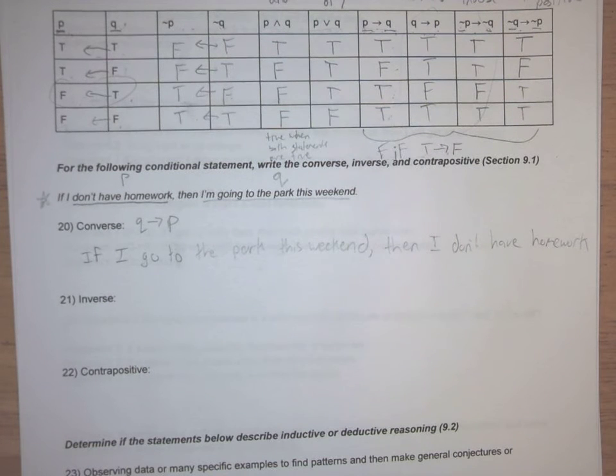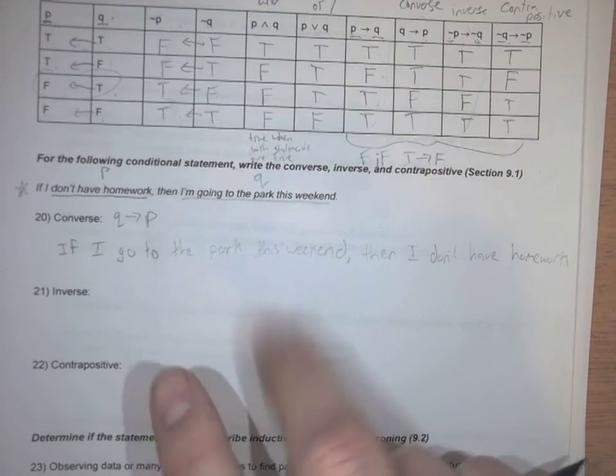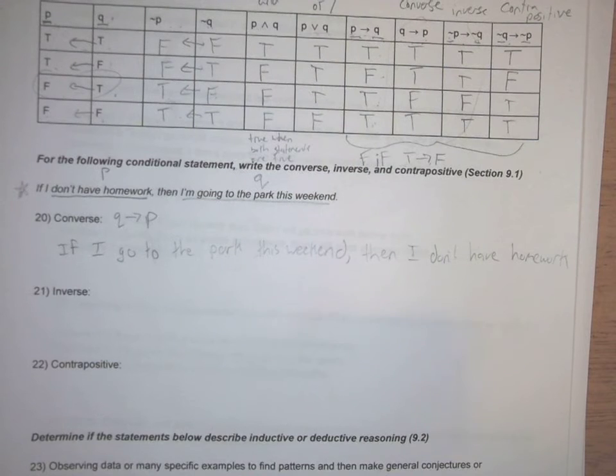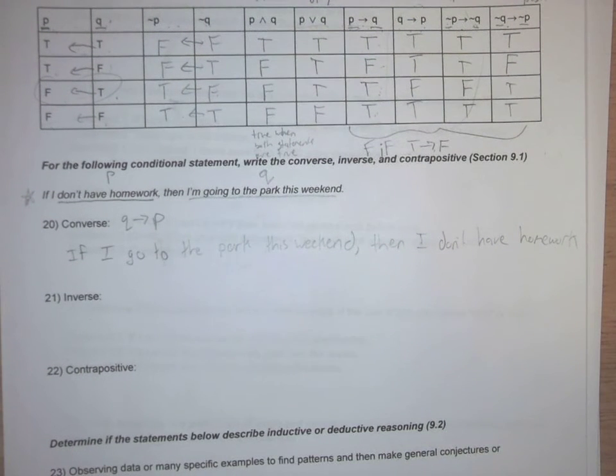The converse is not necessarily true just because the original statement is true. And that's also true of the inverse. So when you see something that's just like the order switched, you can't assume that it's true just because the original was true. And we kind of see that when we talked about detachment and syllogism. So that's an important concept.